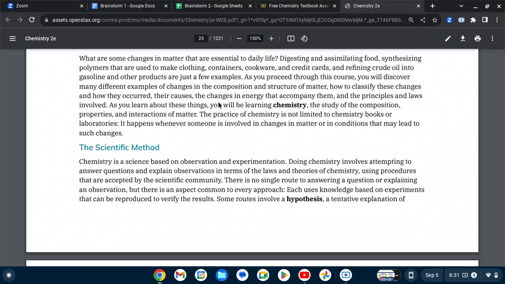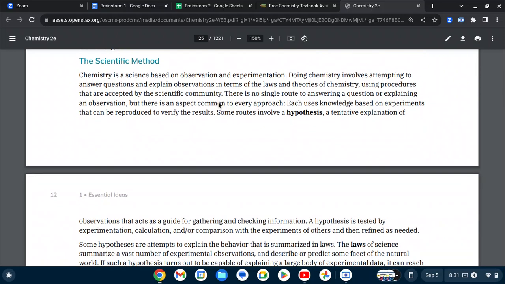The scientific method. Chemistry is a science based on observation and experimentation. Doing chemistry involves attempting to answer questions and explain observations in terms of the laws and theories of chemistry, using procedures that are accepted by the scientific community. There is no single route to answering a question or explaining an observation, but there is an aspect common to every approach. Each uses knowledge based on experiments that can be reproduced to verify the results.